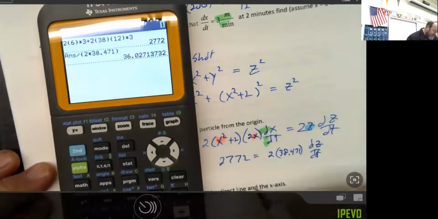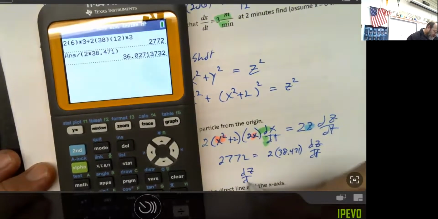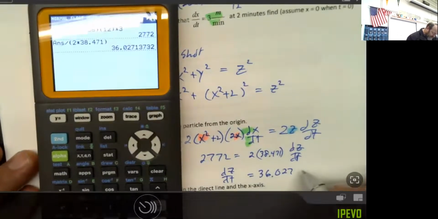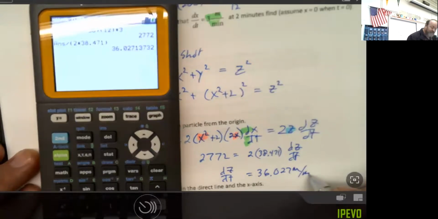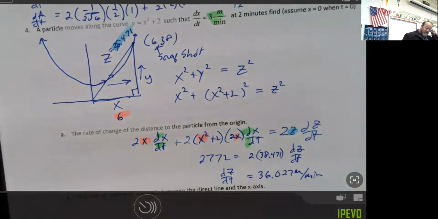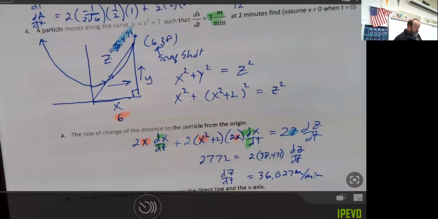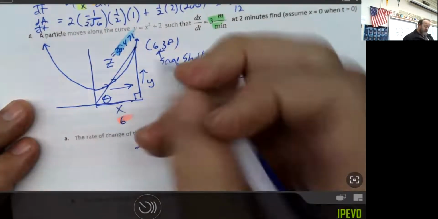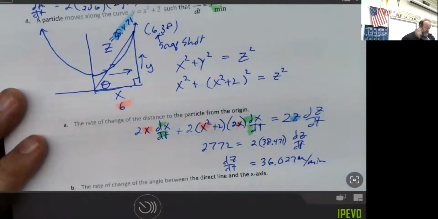And it looks like dz/dt is growing at a rate of 36.027 meters per minute if we are sticking with the units that we were given. And then the last little piece actually asked about the angle between the line and the x-axis, which in other words is this piece right here. So again, not a big surprise.